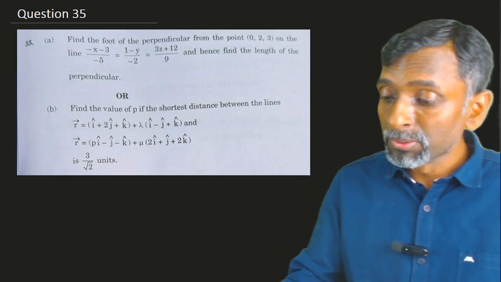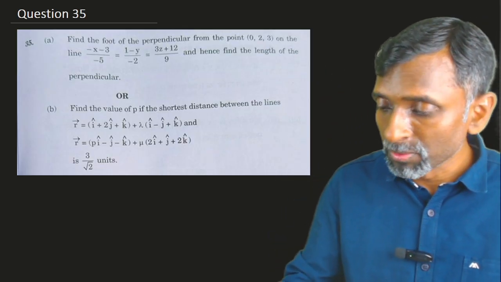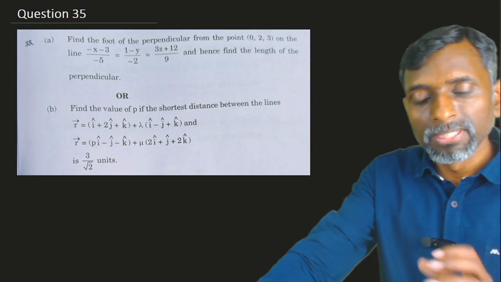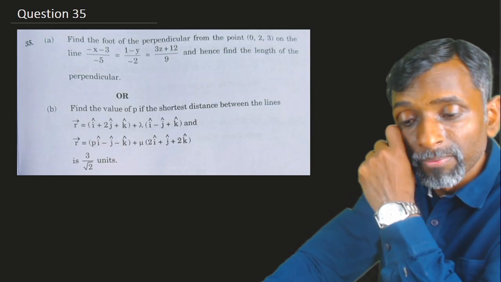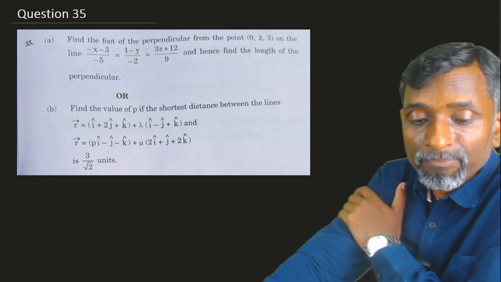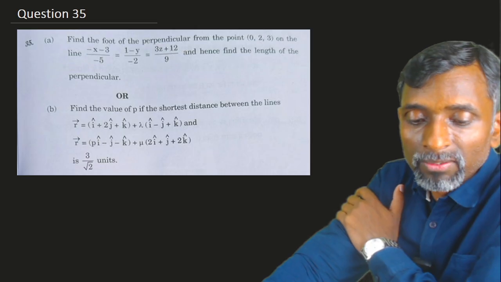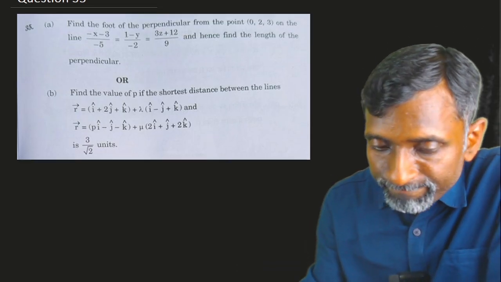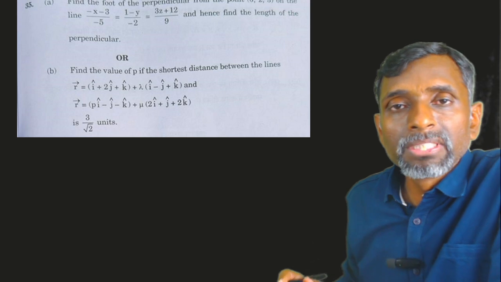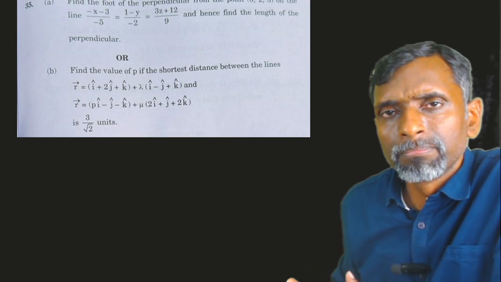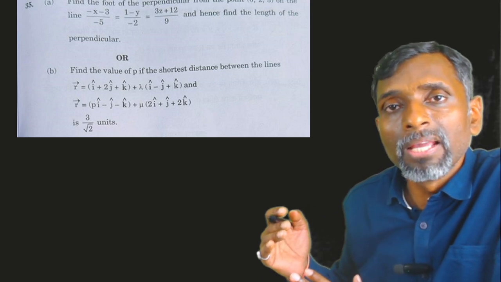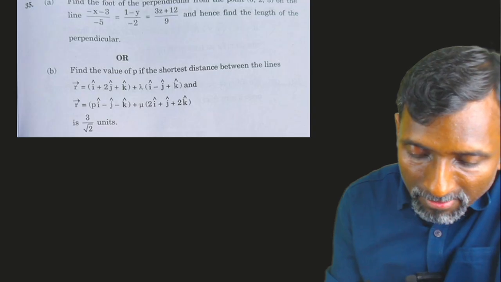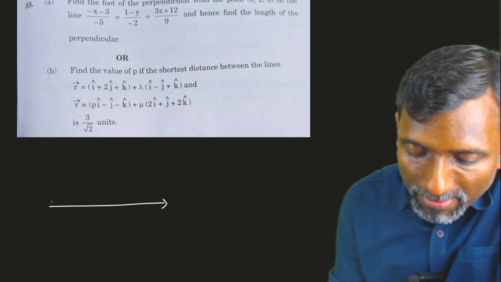Now this is the last question before the case-based question, which is question 35. Find the foot of the perpendicular from the point on the line, and hence also find the length of the perpendicular. This is a very important and tricky question, in which the first thing we should do is express the given line in the standard form. First we have to make a diagram.